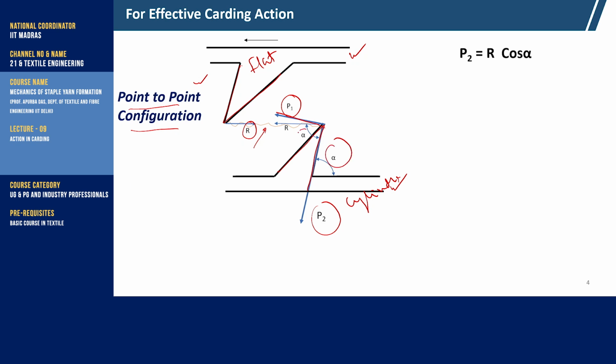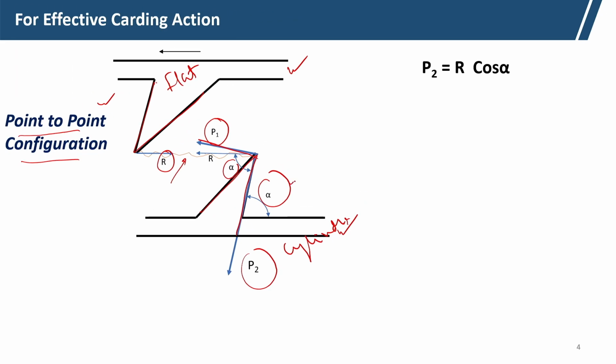You can see this is also alpha because these are parallel lines, and here R has two components, P1 and P2. The P2 component is R cos alpha, and P1 will have R sin alpha, because this angle is 90 minus alpha.